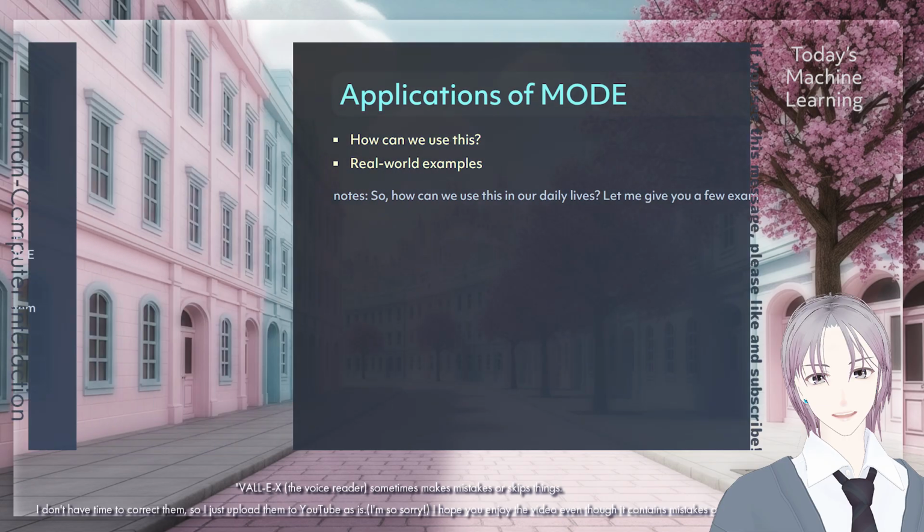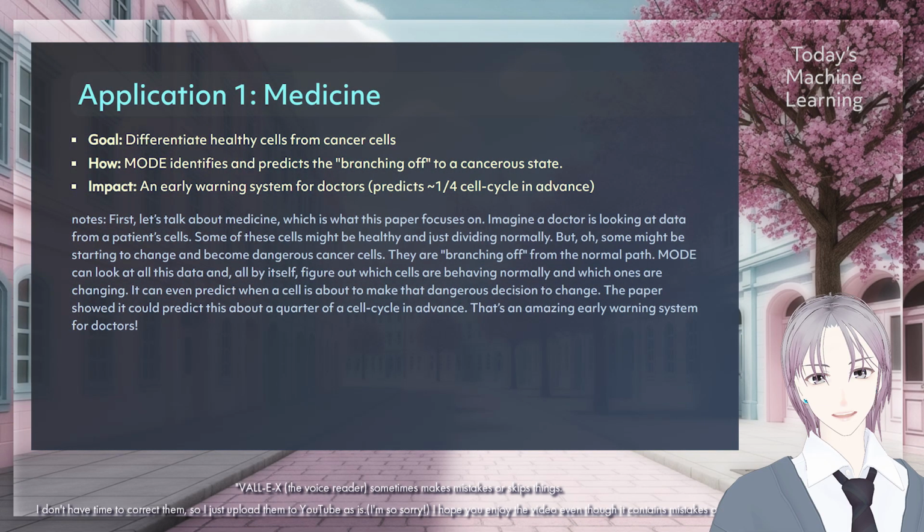So how can we use this in our daily lives? Let me give you a few examples. First, let's talk about medicine, which is what this paper focuses on. Imagine a doctor is looking at data from a patient's cells. Some of these cells might be healthy and just dividing normally. But some might be starting to change and become dangerous cancer cells. They are branching off from the normal path. Mode can look at all this data, and all by itself, figure out which cells are behaving normally and which ones are changing. It can even predict when a cell is about to make that dangerous decision to change. The paper showed it could predict this about a quarter of a cell cycle in advance. That's an amazing early warning system for doctors.